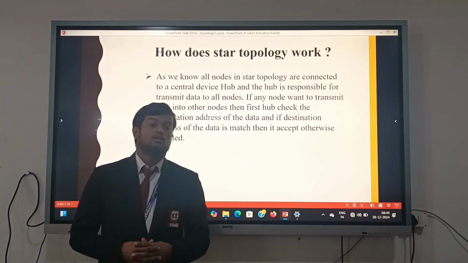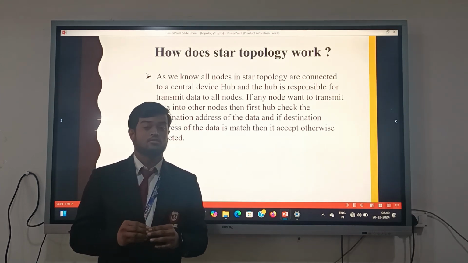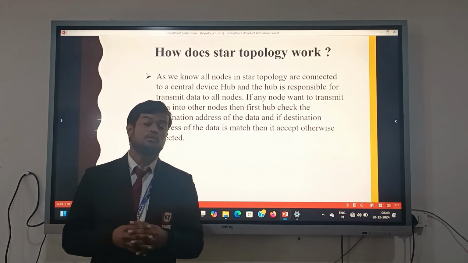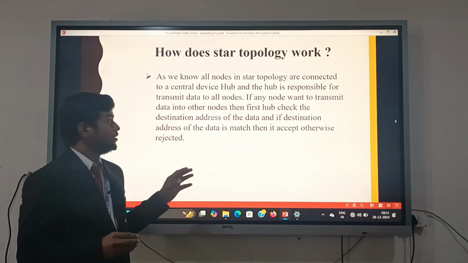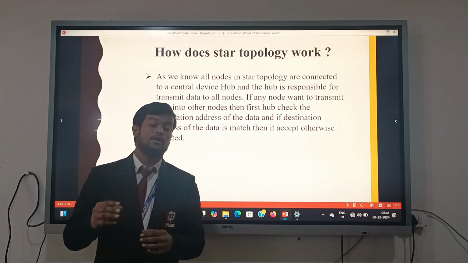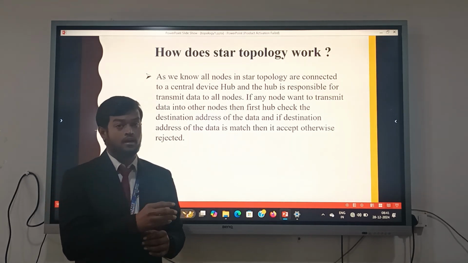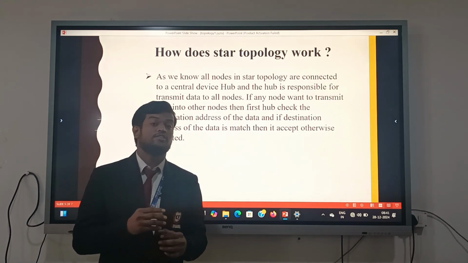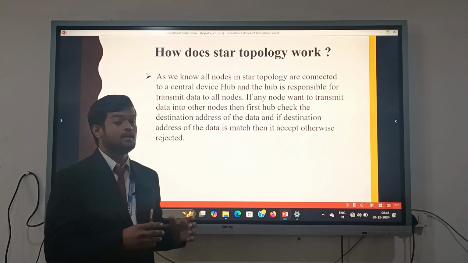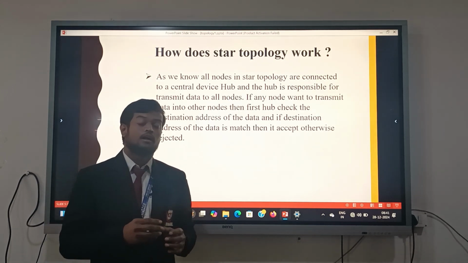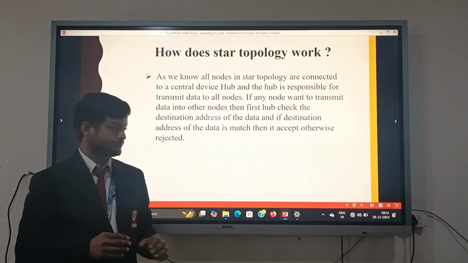As you all know, in star topology, all nodes are connected to a central device known as a hub, and the hub is responsible for transmitting data to another node. So how does the hub work? If any node wants to send a message to another node, the hub first receives the data and checks the destination address of the data. If the destination address matches, the hub accepts the data, and if the destination address does not match, it rejects it.